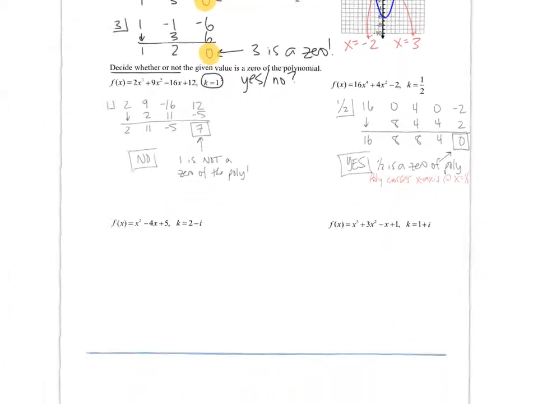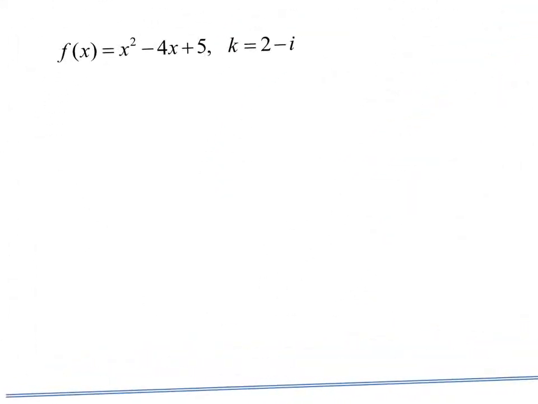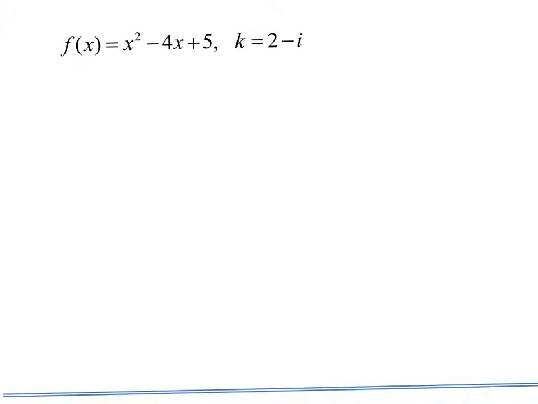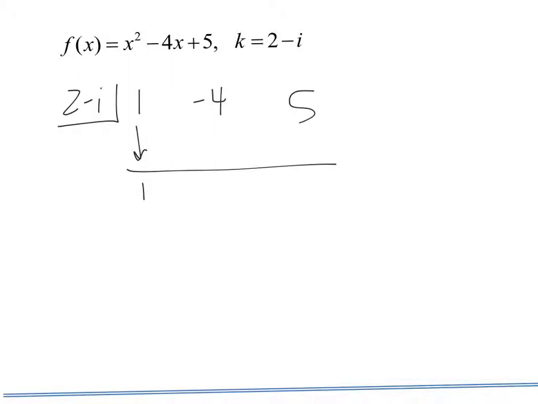Let's do 2 more. This one is next. Ooh, weird, an imaginary 0. That's why we practiced these. But what I'm going to do is figure out if 2 minus i, when I do synthetic division, gives me a 0 remainder. I'm going to use my coefficients, 1, -4, and 5. Going to bring down the 1. 1 times 2 minus i is 2 minus i. And add, and you can only add like terms.